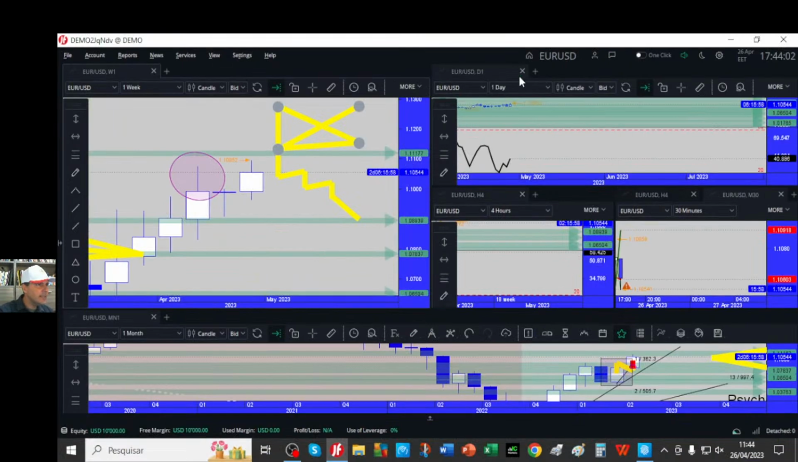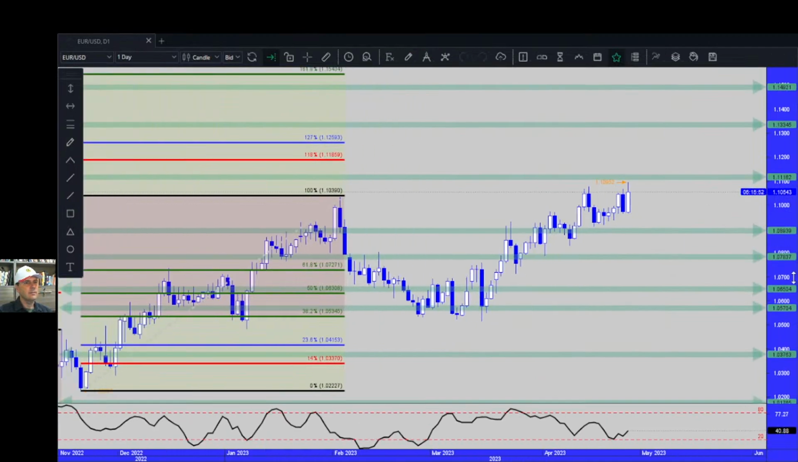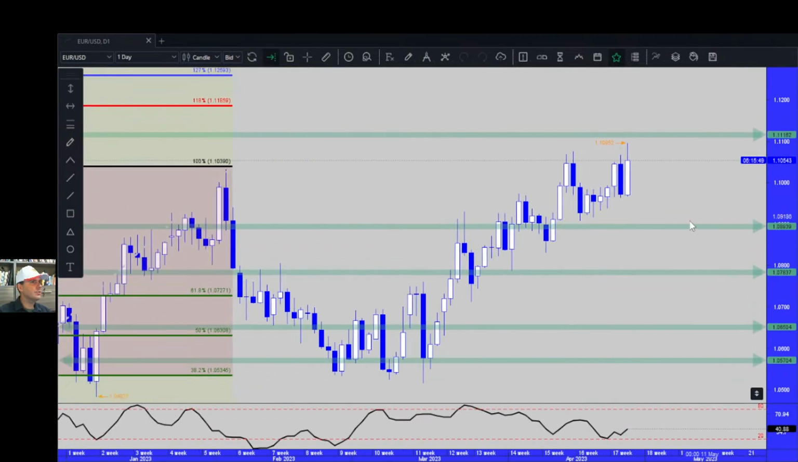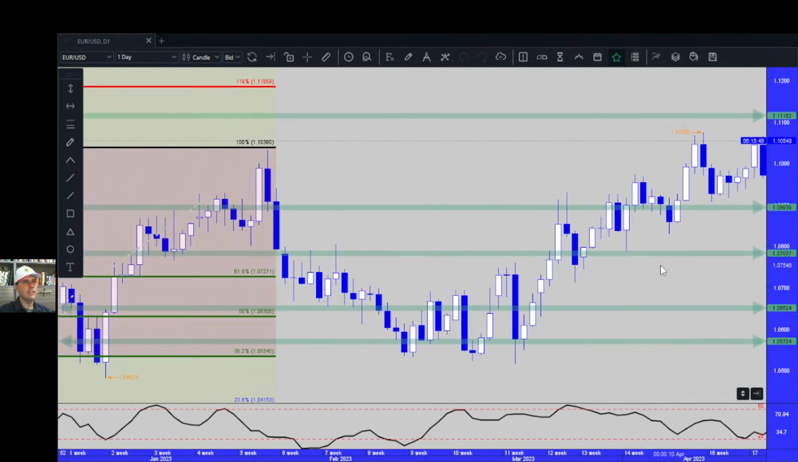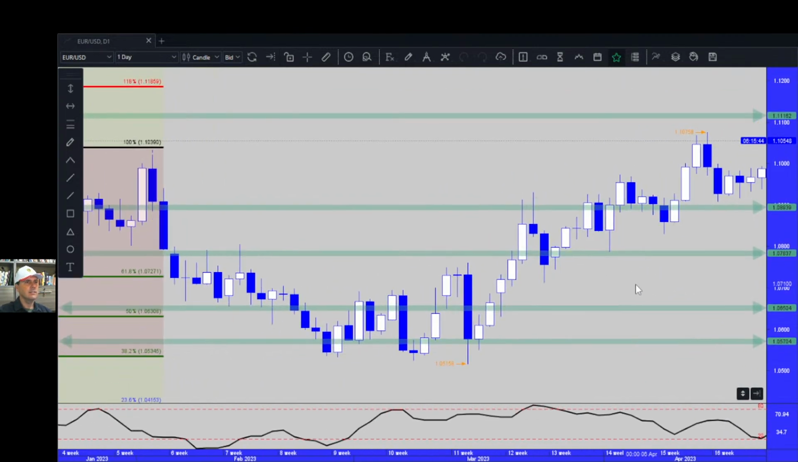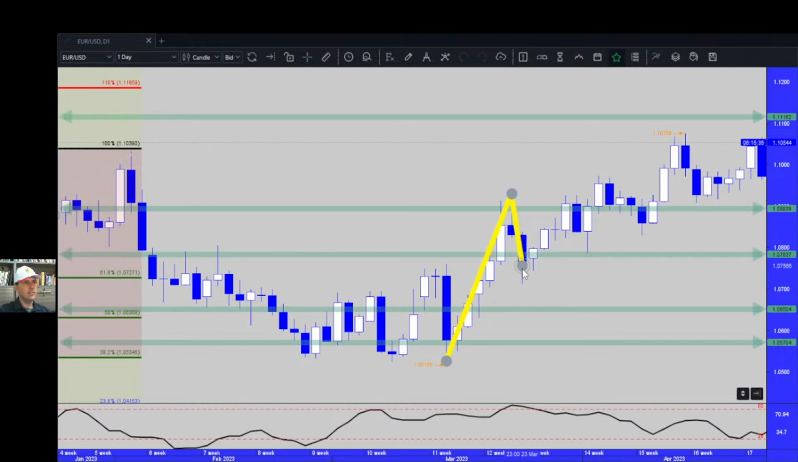And daily, euro dollar daily. Who in here shorted the market because of this candle, yesterday, right? Everybody, who in here shorted the market? Low to high, high to low, low to high, high to low, low to high, high to low.